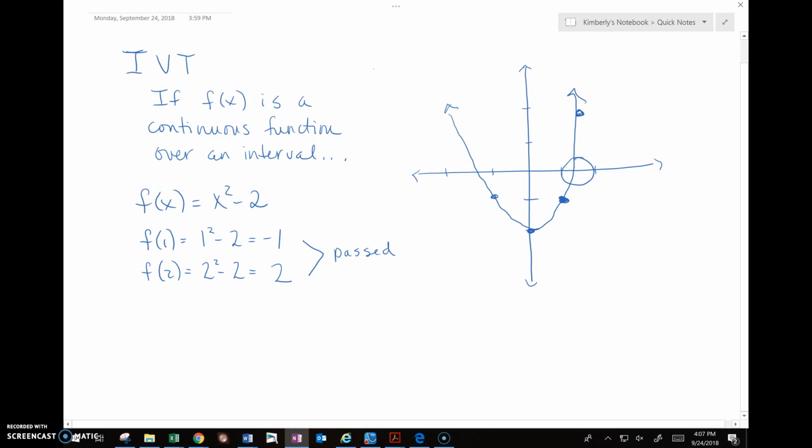So all you have to do on your homework is plug in the two integers that they give you and show that the sign changes. And if the sign changes, there is indeed a 0 between the two.